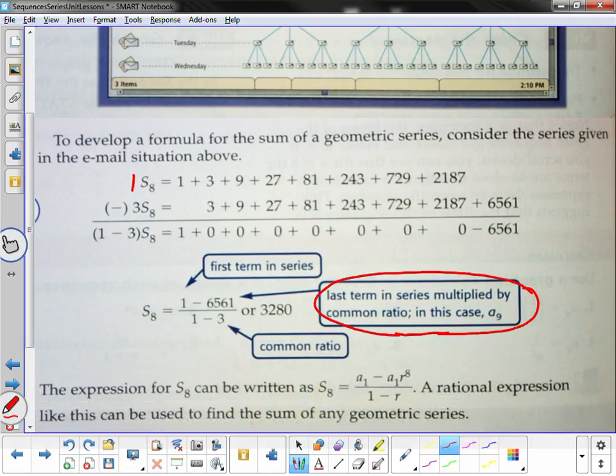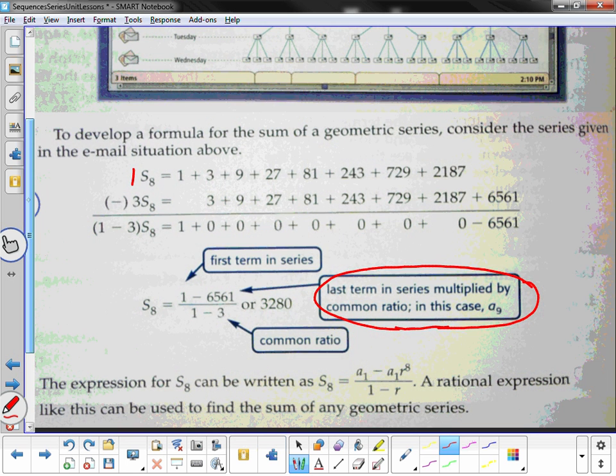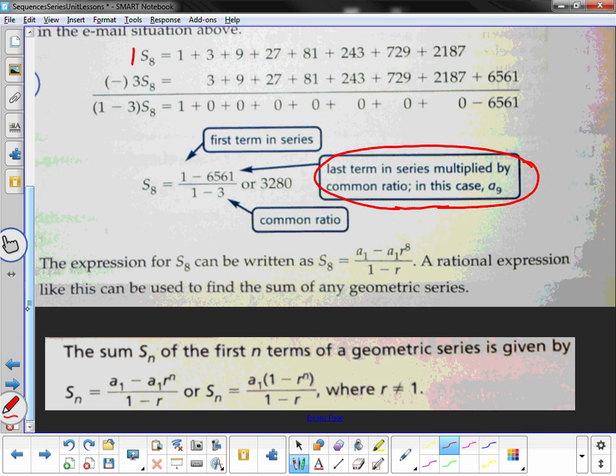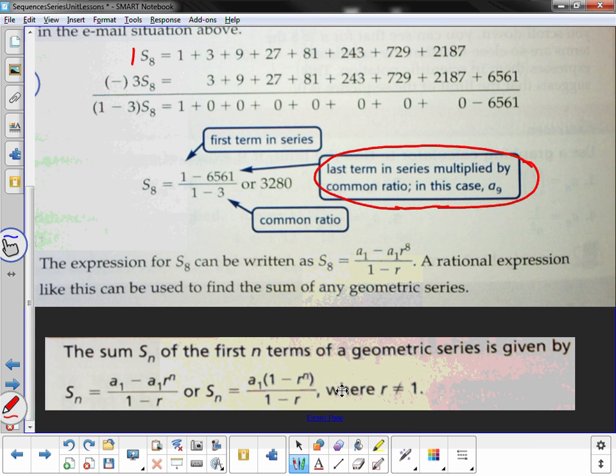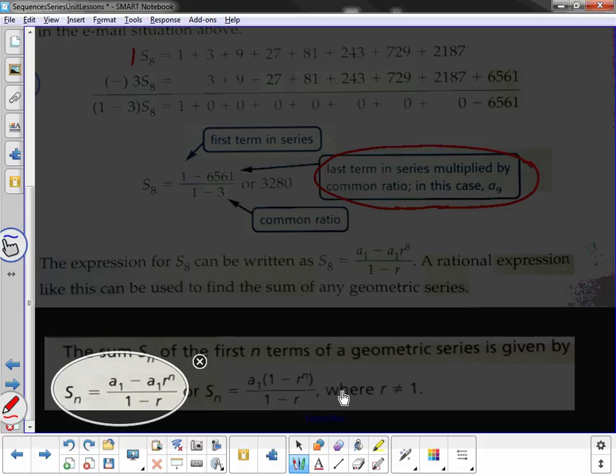Now, what I could do is substitute that 8 with an n, and I would have it. And if I do that, I end up with these two formulas. Okay. So this is basically what we just figured out up here. I replace the 8 with an n. So I have that nice handy-dandy formula.